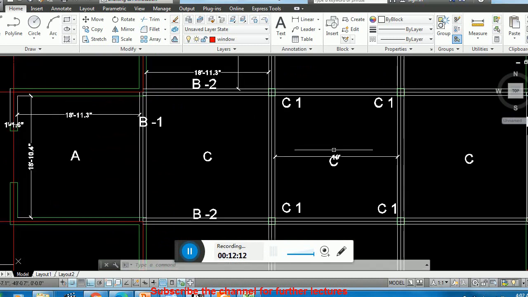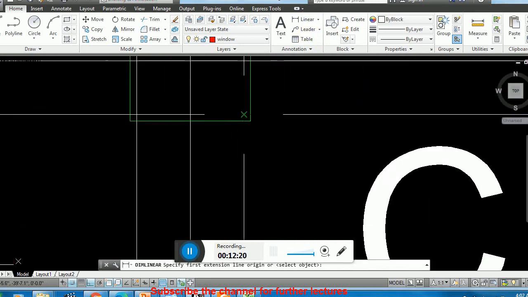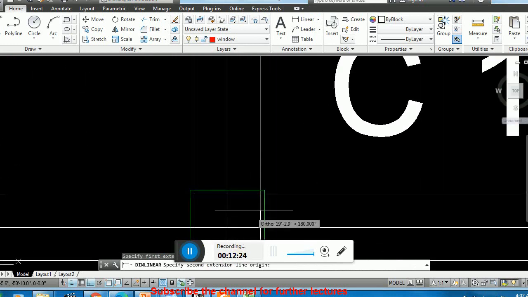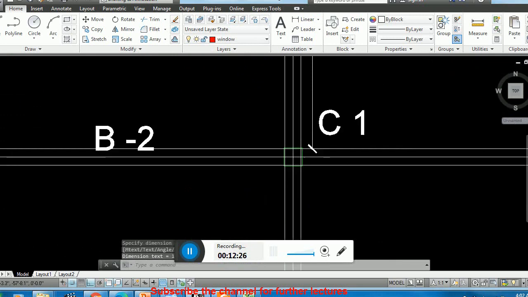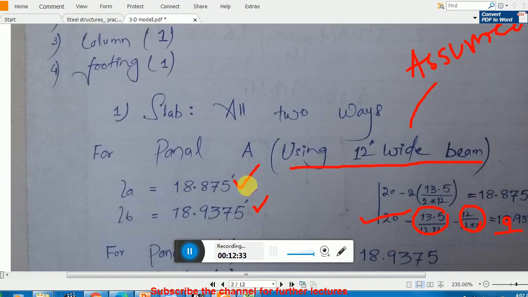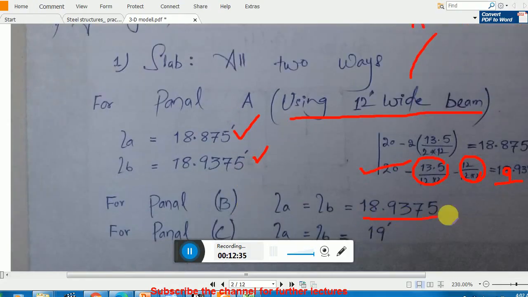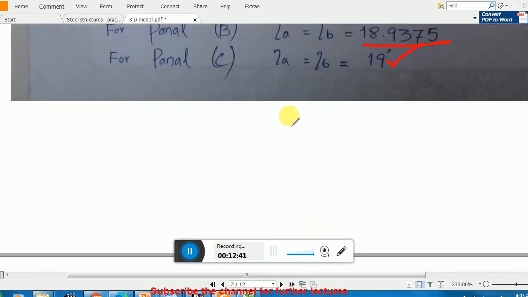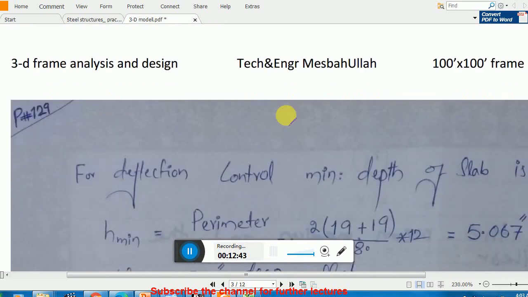Coming toward panel C, the clear spacing is 19 feet from the face of the wall to the face of the other beam. Similarly in that direction, from this point to this point, that is also 19. So panel C is 19 by 19, panel B is also a square panel of 18.93, and this one is LA, LB. I think these dimensions are clear. Let's proceed.